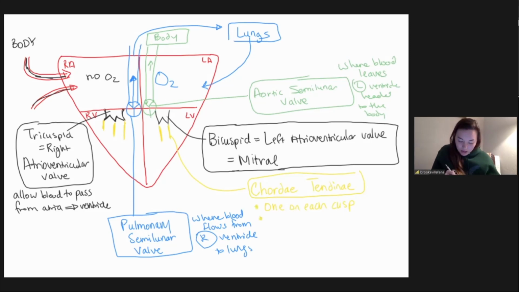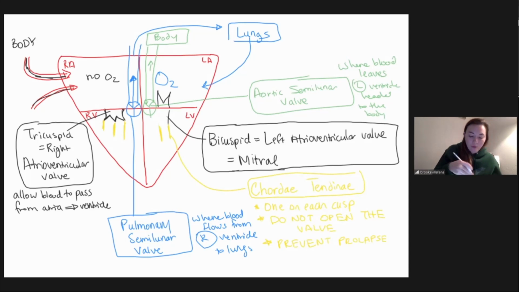These do not open the valve. The function of the chordae tendineae is to prevent prolapse. Prolapse of the valve is when the valve, let's say we're looking over here at the bicuspid, basically points the opposite direction. This happens if a chordae tendineae breaks, okay?